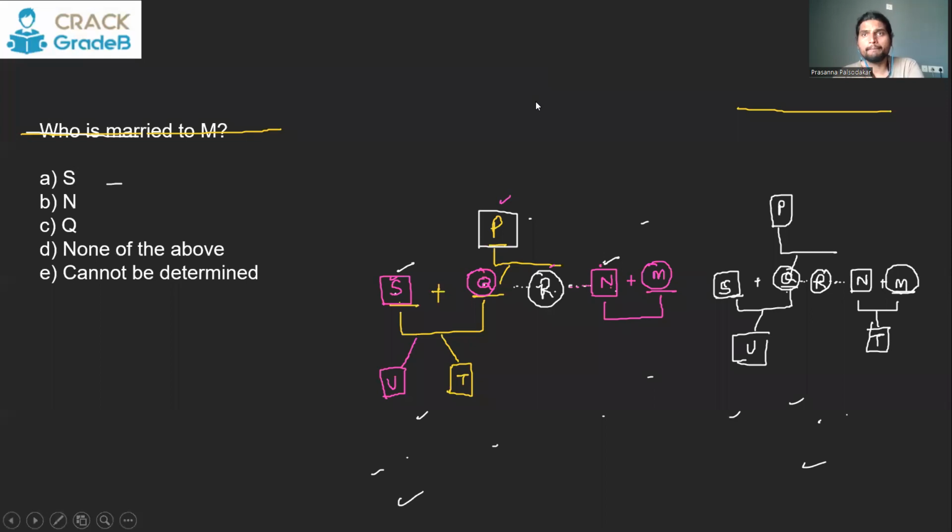Who is married to M? If you see in both the cases, N is the person who is going to be married to M. Who is married to M? N is the person who is going to be married to M. So the answer is going to be N. Let's see the next one.